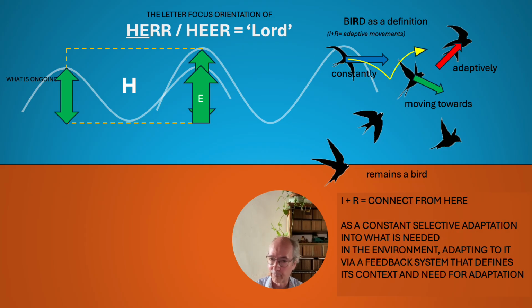The I and the R from inwardly are the way how to connect it, how to adapt to it. As if it's a constant selective adaptation to all the things that are needed in the environment, adapting to it via that feedback system that also defines its context and also its need for adaptation. It's all in these letters available. Try to see how the letters are associated from these positions onwards, and you will gradually learn to understand it more and more. Here I go a bit quickly over it.